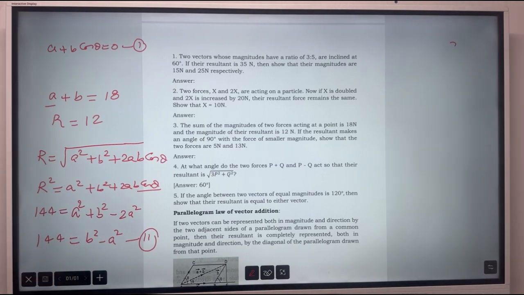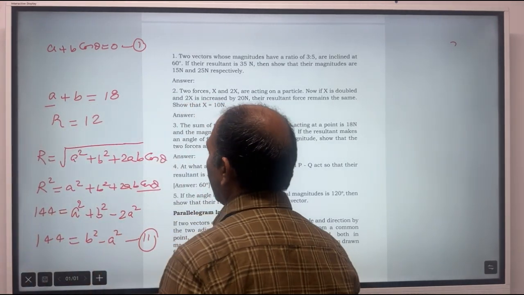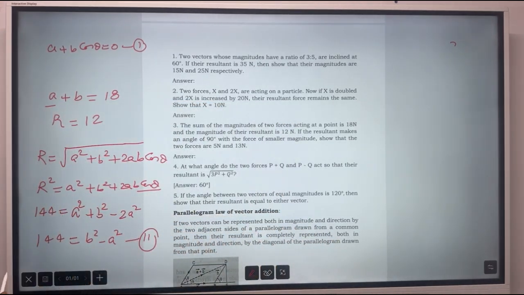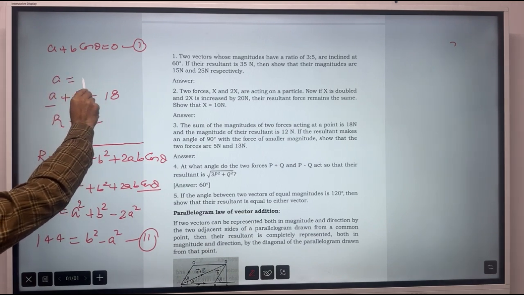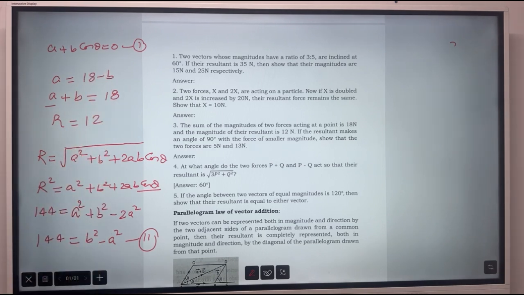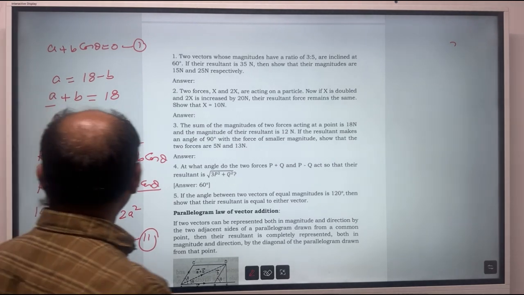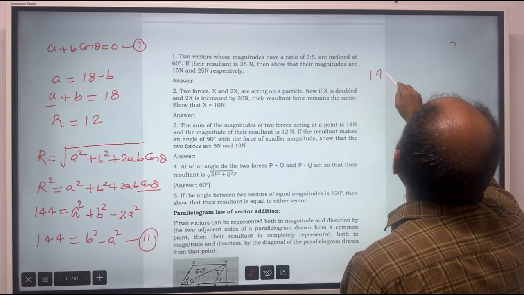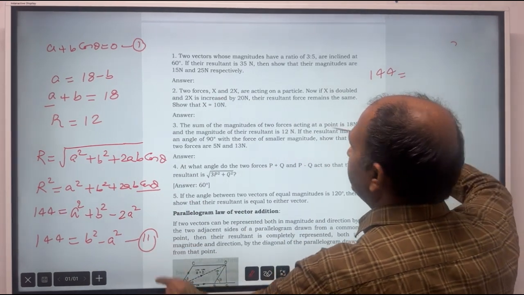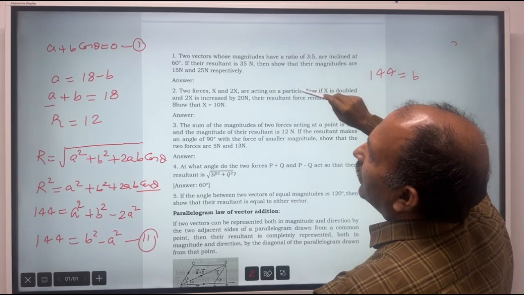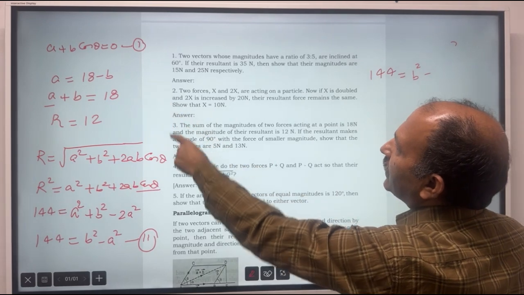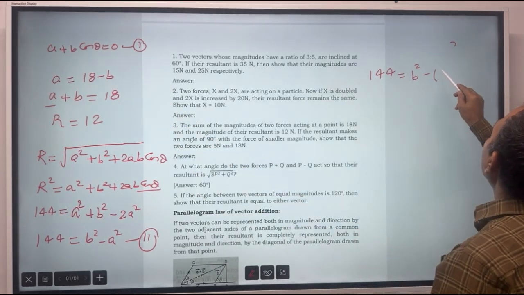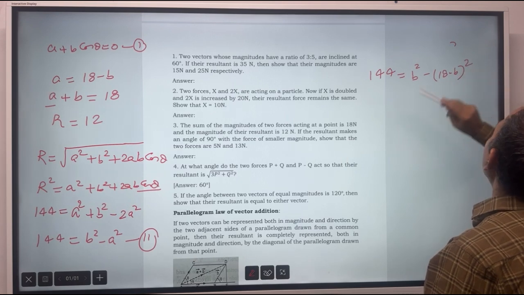Now we have two equations, A plus B equal to 18 and B square minus A square equal to 144. Here you will get the value of either A or B. A equals 18 minus B. Now put this value over here and evaluate. So 144 equals B square minus the value of A, which is 18 minus B, whole square.